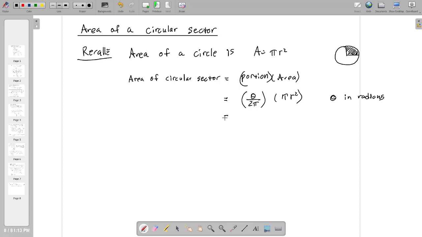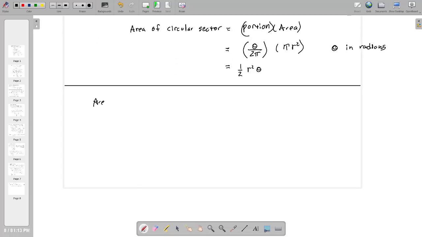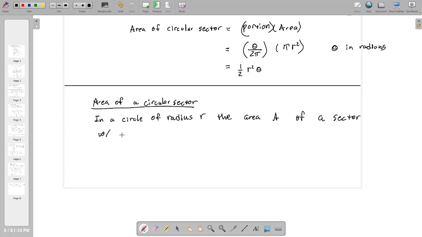So we end up with, when we multiply these two things together, the pi cancels, and we just have theta times r squared divided by 2. We have 1/2 r squared theta as the area of a circular sector. Let's go ahead and formalize this. In a circle with radius r, the area A of a sector with central angle theta, in radians, is A equals 1/2 r squared theta.